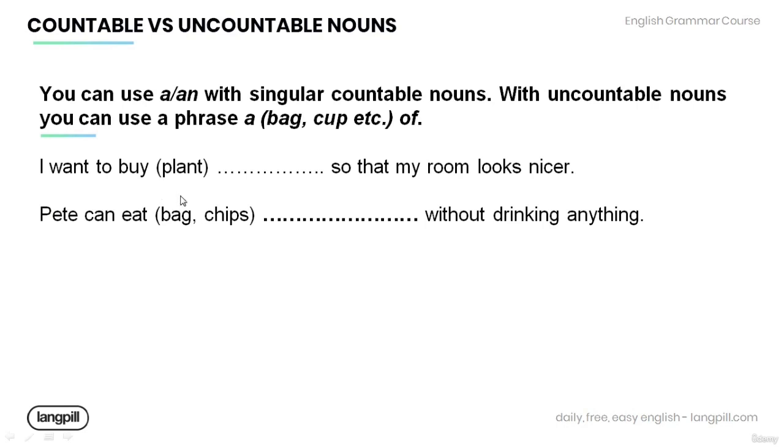I want to buy plant so that my room looks nicer. I want to buy a plant so that my room looks nicer. Pete can eat bag chips without drinking anything. Pete can eat a bag of chips without drinking anything.